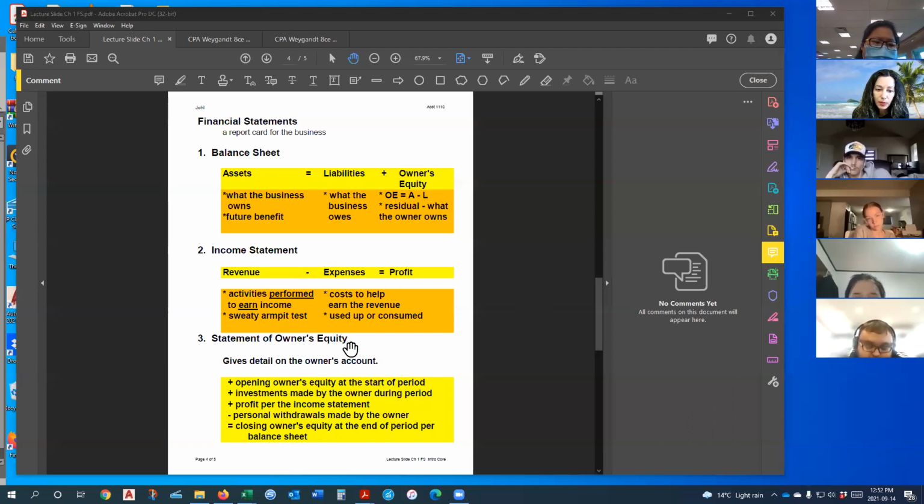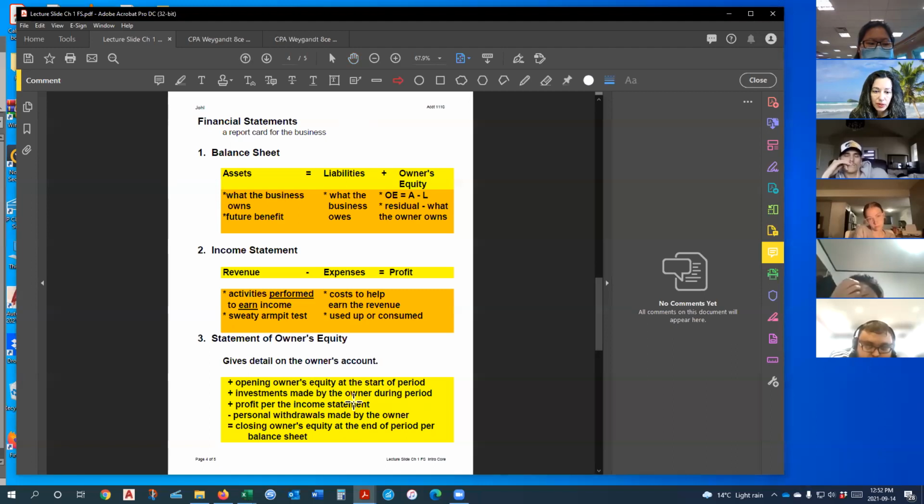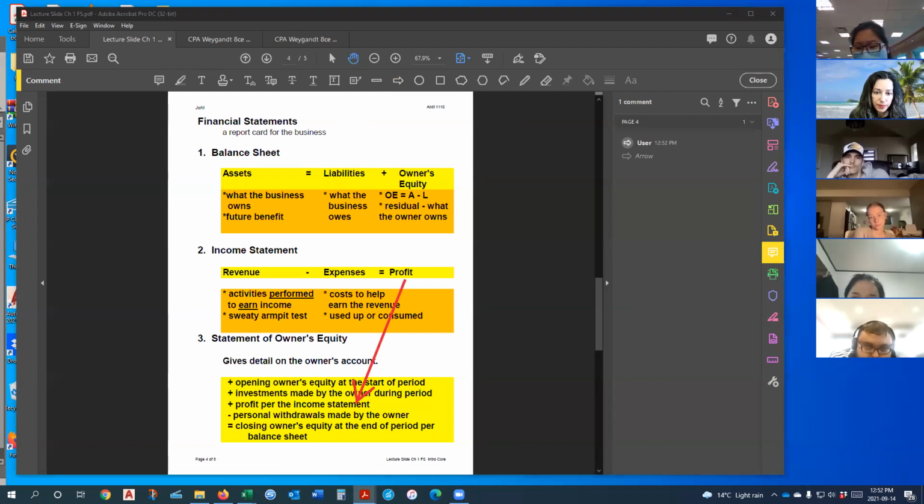And for the statement of owner's equity, we've got the opening equity at the start of the period. So that's from last year or last month. Then we add any additional investments or additional money that the owner puts into the business. Then we add the profit from the income statement. And here's the profit right here. Okay, that profit. And then we subtract the personal withdrawals that were made by the owner.